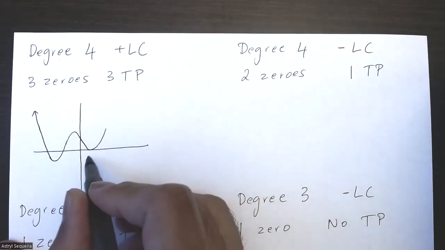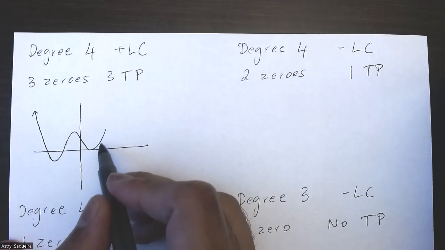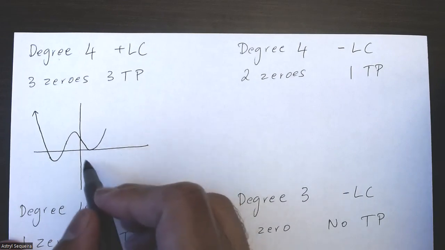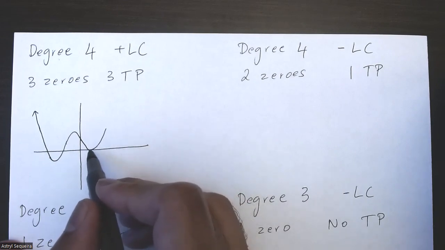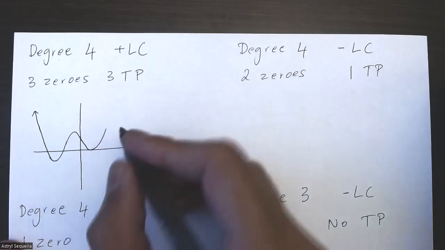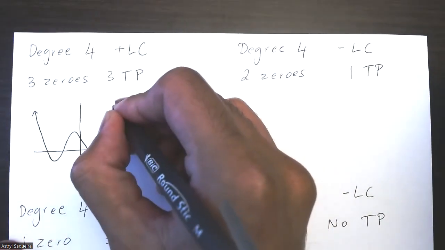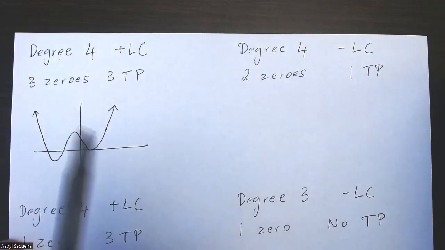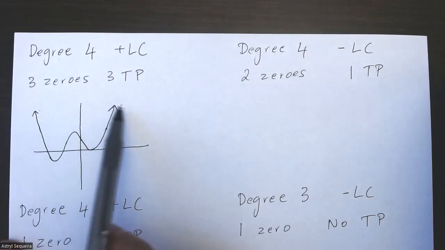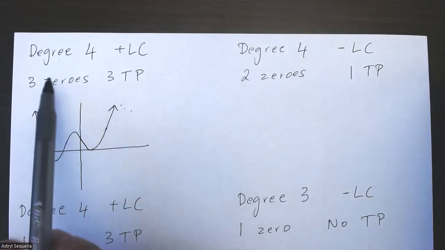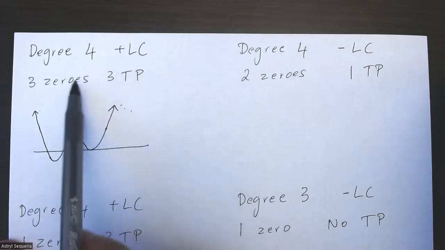And this is because if I go below the axis, I'll have too many zeros. I'll have 4 zeros, my third turning point. So my third turning point has to take place on my axis. And now I'll just go towards the top, towards infinity. So this satisfies a fourth degree equation with a positive leading coefficient and these two conditions.